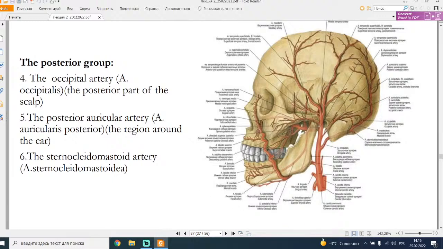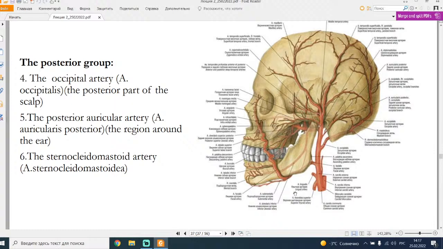Posterior group: the occipital artery, arteria occipitalis. What you see, arteria occipitalis supplies the posterior part of the scalp. Next, the posterior auricular artery supplies the region around the ear.